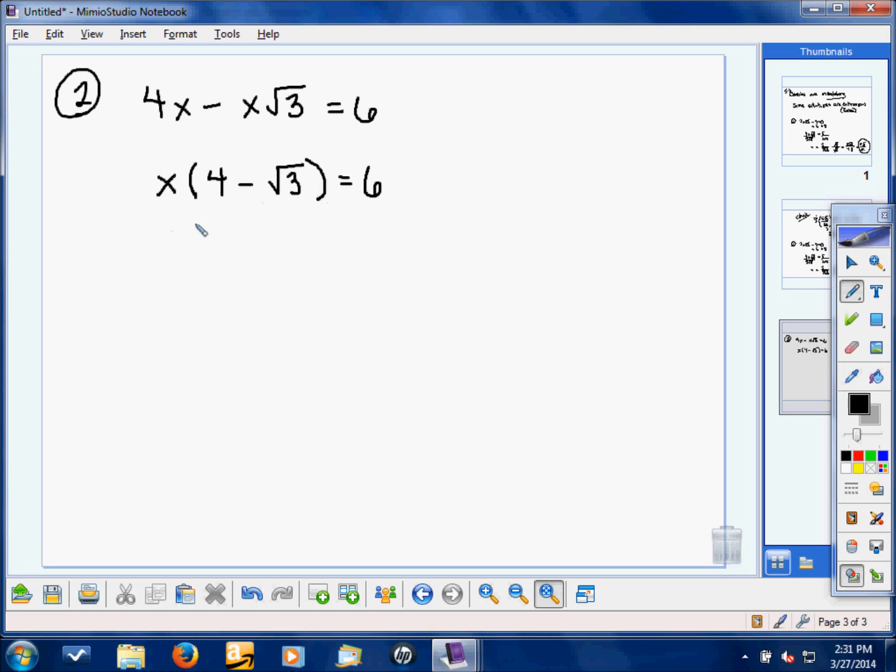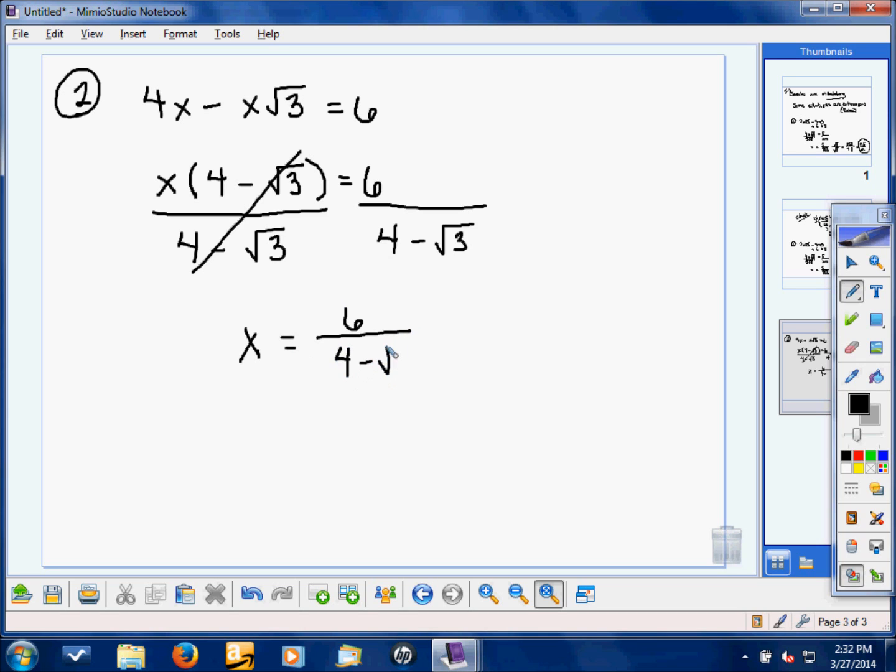Then you divide. So we divide by what, Antonia? 4 minus the square root of 3. This is where you have to be really, really secure in the difference between addition, subtraction, multiplication, and division. Since this is all times x, you can divide by it, and it will cancel out. So this whole thing cancels, but we have a problem.